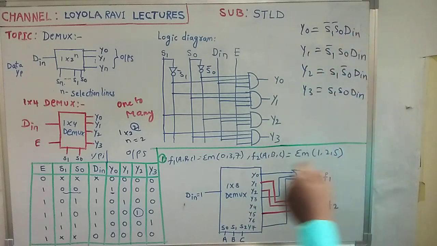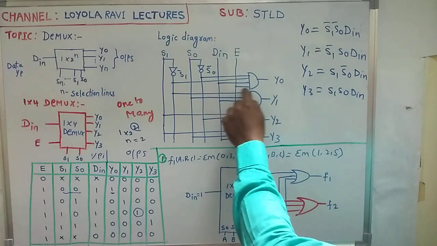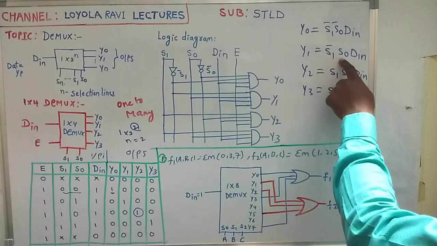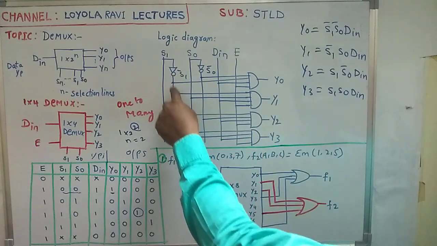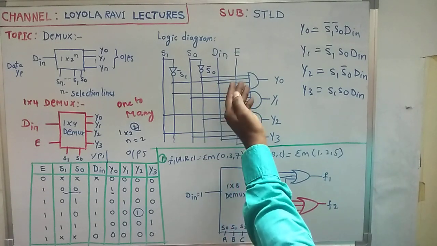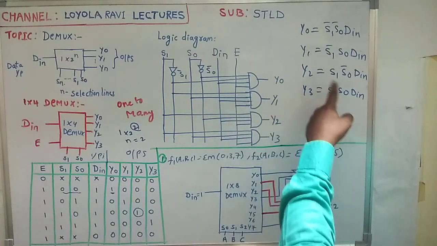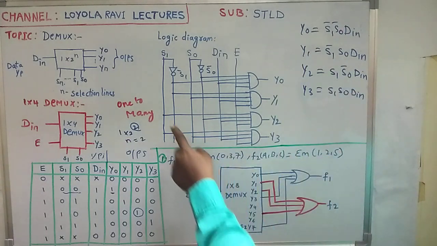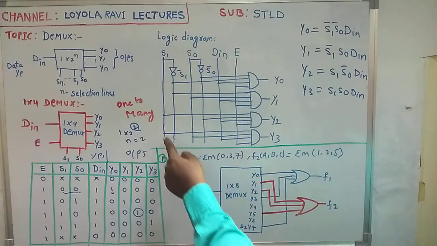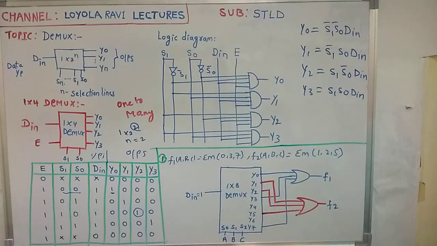S1 bar, S0 bar, D in and enable, one AND gate, Y0. Similarly, S1 bar, S0, D in and enable. By default we are connecting D in and enable. This is Y1. And go for Y2. Y2 is also the same. Y2 is S1, S0 bar, D in and enable. And for Y3 all are high. S1 is connected, S0 is connected, D in and enable, Y3. This is the logic diagram.